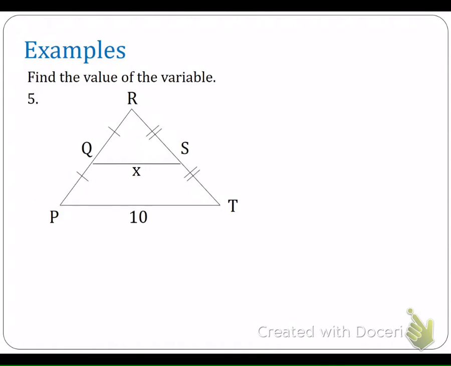All right, so number 5, I want to find x. So what I have is a segment connecting the midpoint of this side and the midpoint of this side. So I know that this segment, QS, is parallel to PT, and it's also what? It's half the length. So what's half the length? 10. 5. Yeah. Half of 10 is 5.